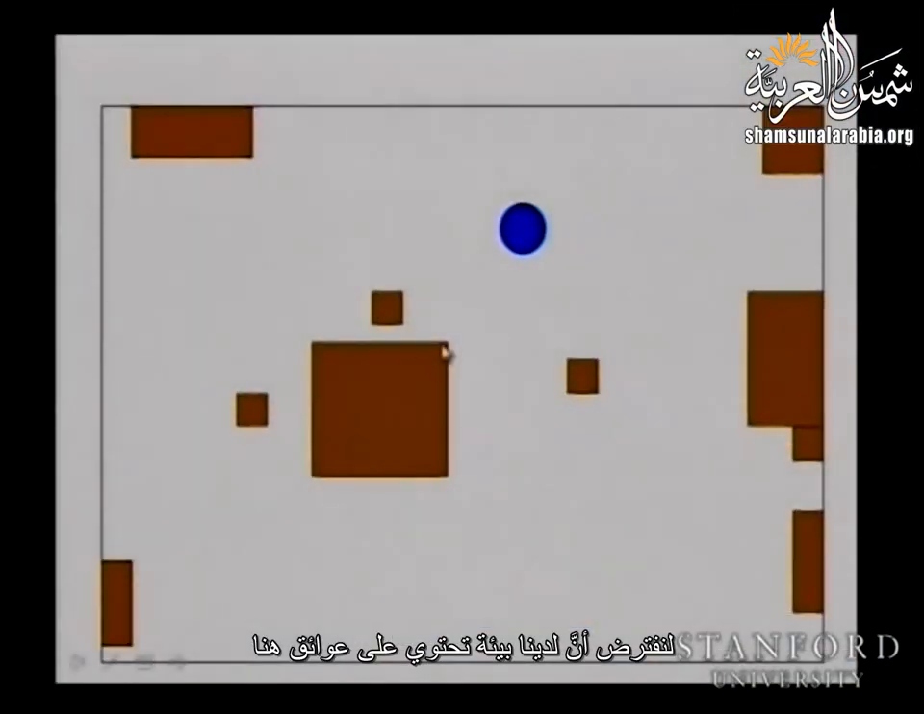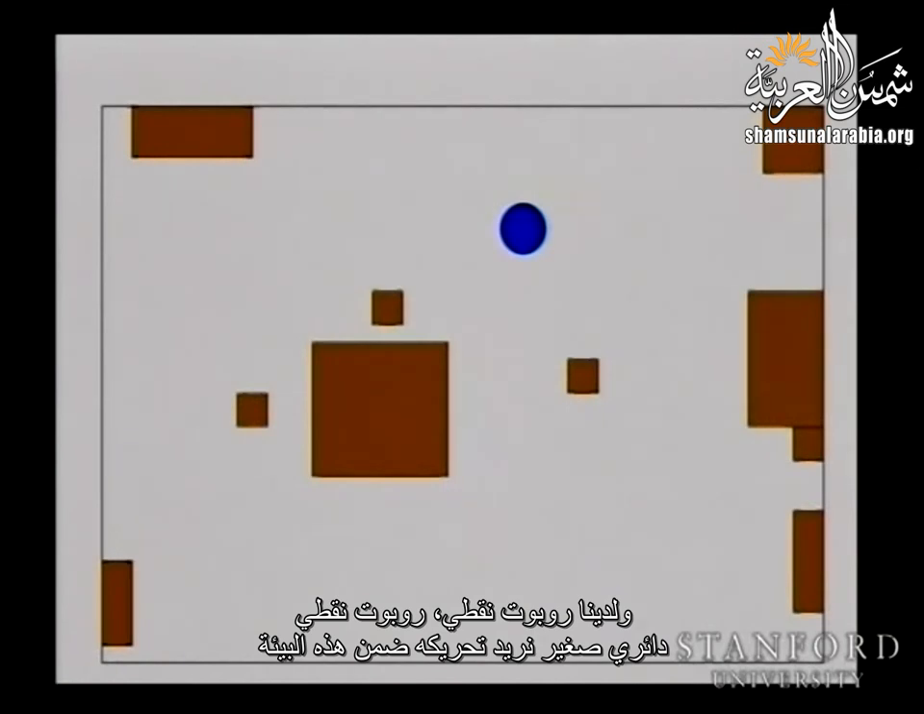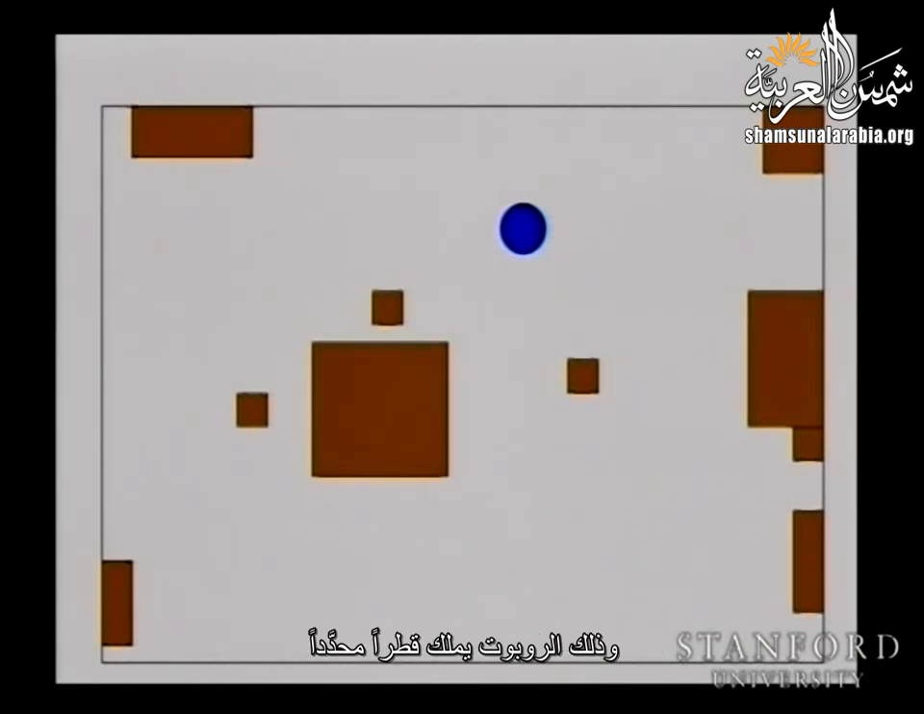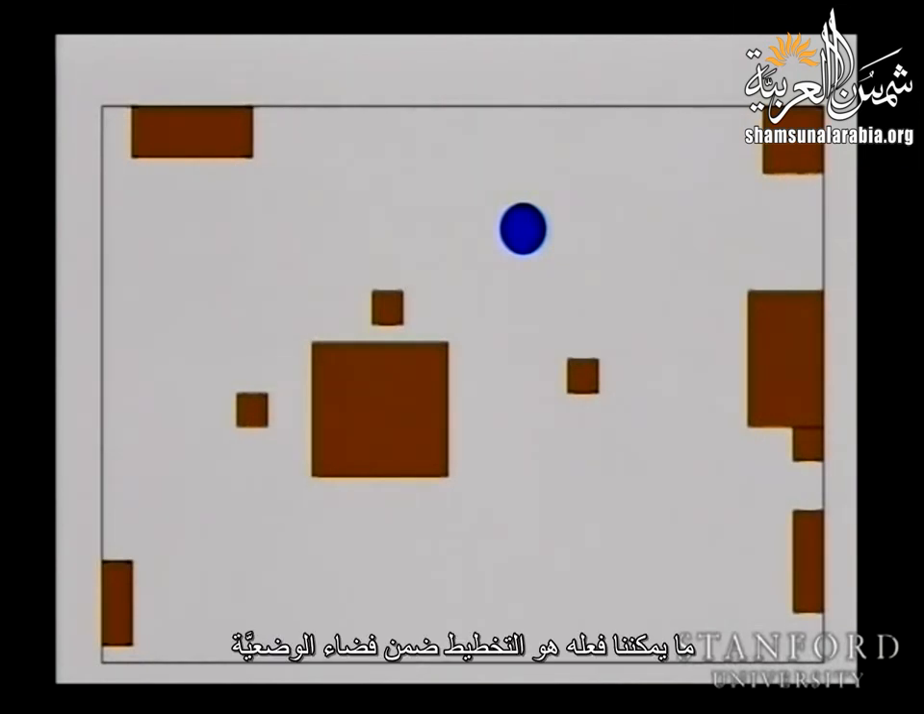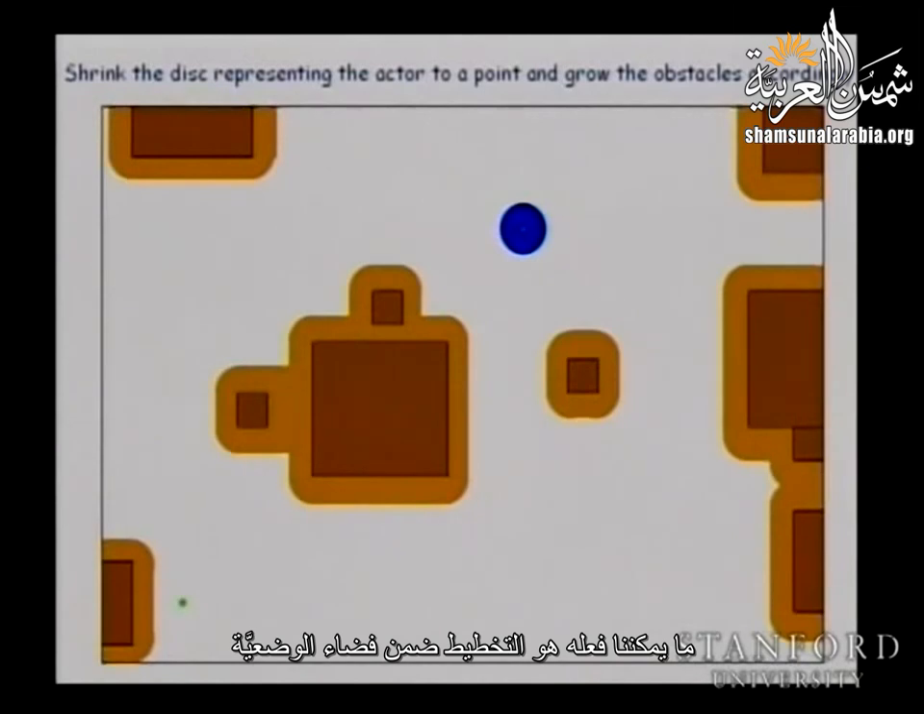Okay, so let's say we have an environment with obstacles here, okay? And we have a point robot, a small circular point robot that we want to move around this environment, okay? And that robot actually has a radius. It's not just a point, but it has a substance. So what we can do is we can plan in configuration space.